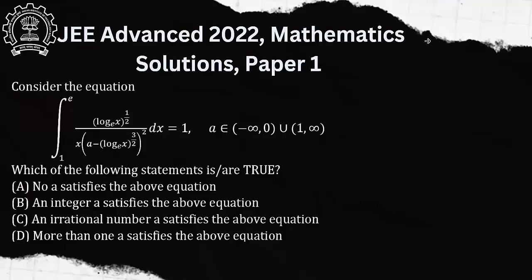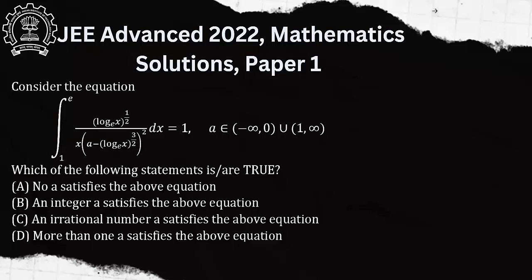This question is saying, consider the equation. This is an integral and the value of the integral is 1. The range of possible values of a is given. Then you have to choose the correct statement out of the 4 statements here. This is multiple choice, so more than one option can be correct.